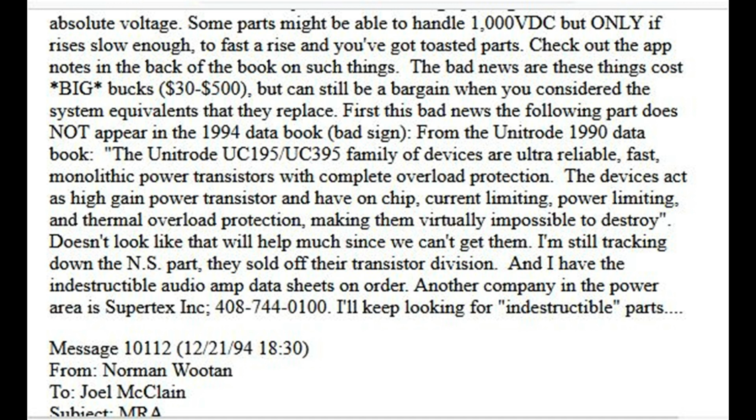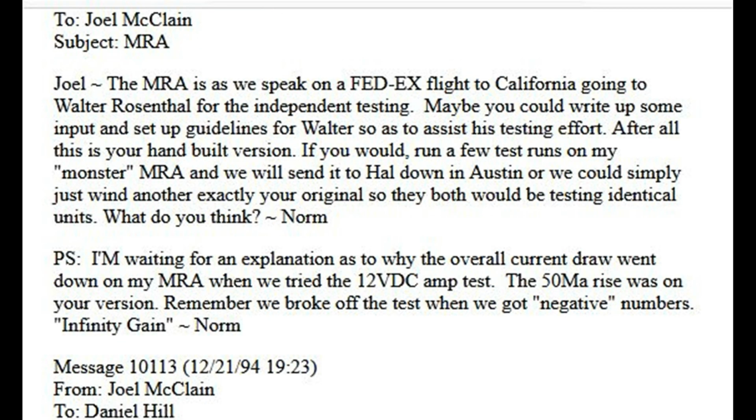Message 10112, December 21, 94, 1830. From Norman Wooten to Joel McLean. Subject: MRA. Joel, the MRA is as we speak on a FedEx flight to California going to Walter Rosenthal for the independent testing. Maybe you could write up some input and set up guidelines for Walter so as to assist his testing effort. After all, this is your hand-built version.